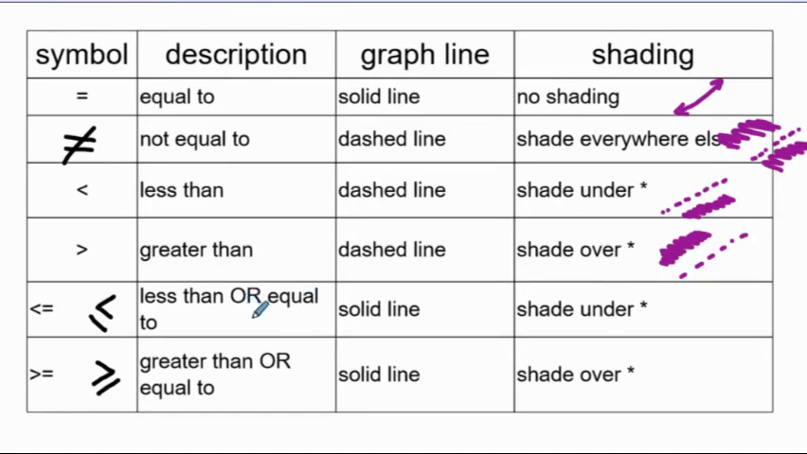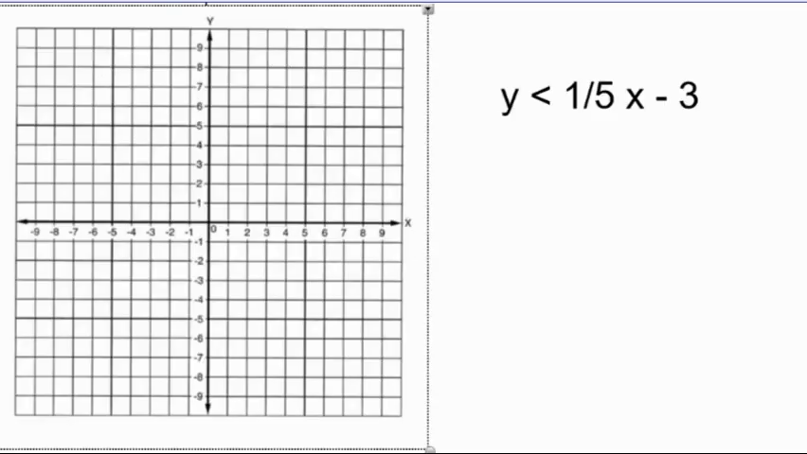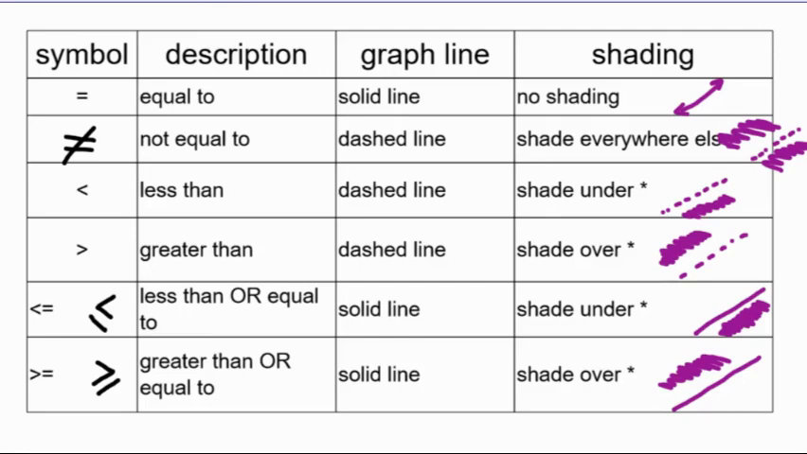And then if it's less than or equal to, it's a solid line, shade under because it's less. And if it's greater than or equal to, solid line, and we shade above it. Okay, so we're going to get some shading and some solid and dashed lines. And we're going to take a look at that here now. That would be a good chart for you to make sure you got that in your notes and you know all these things.